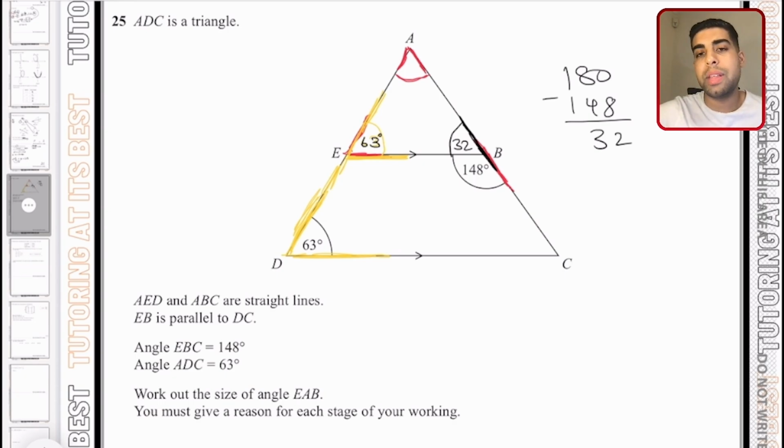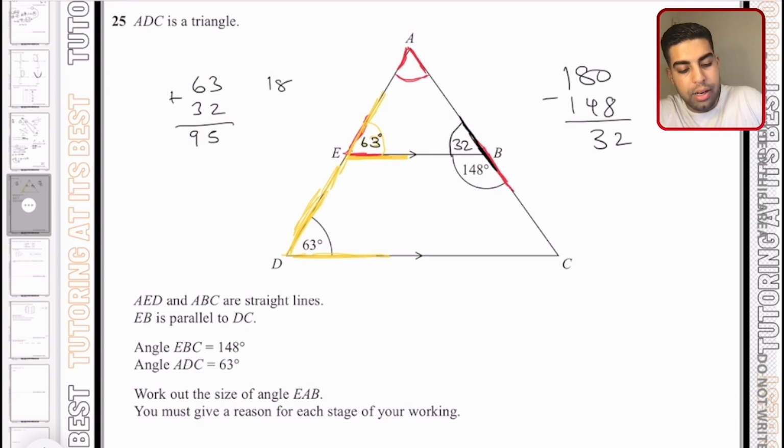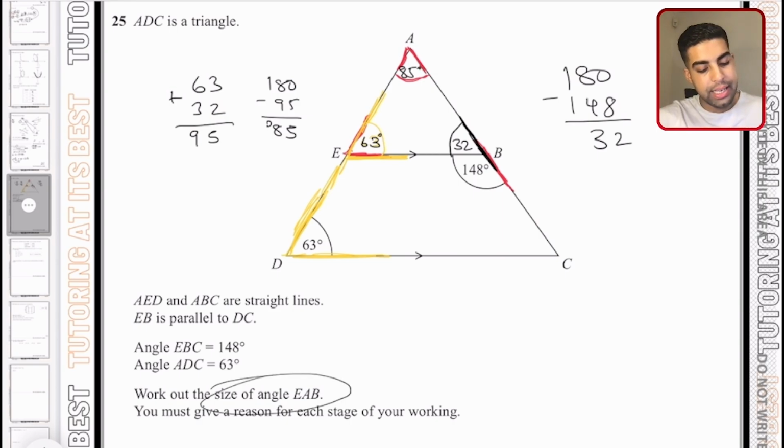And as before, we know that angles in a triangle add up to 180 degrees. So we can go ahead and simply subtract 63 and 32 from 180 degrees. So 63 and 32 gives us 95, and 180 minus 95 gives us 85. So we now know angle A is 85 degrees. So the size of angle EAB is 85 degrees.